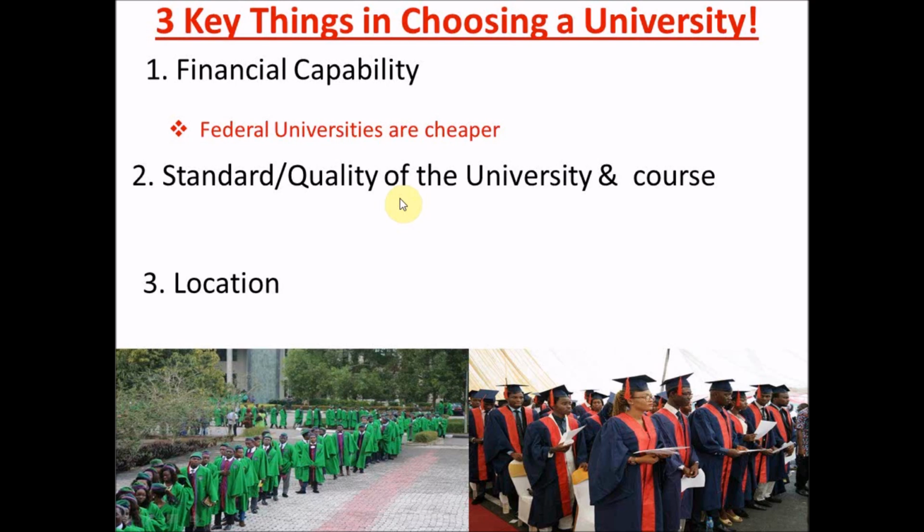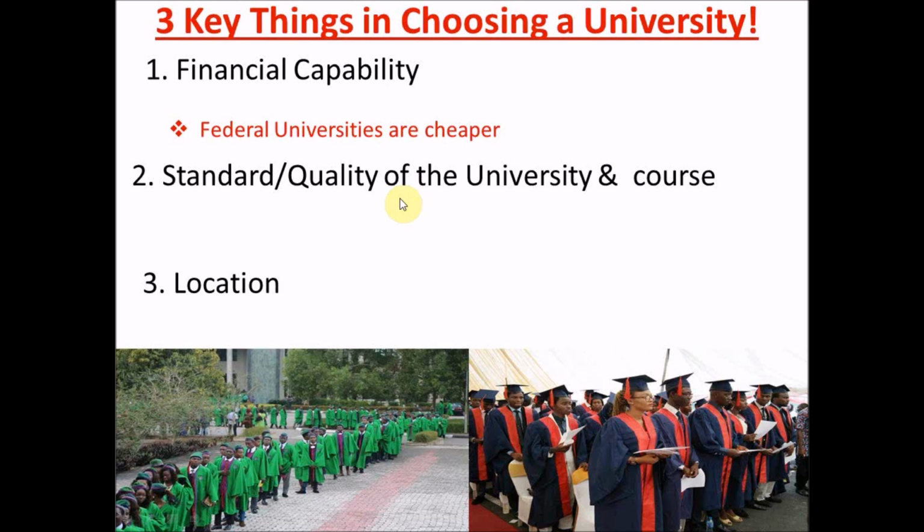So please, I'm doing this as an educational guidance video, to guide you on how to choose your university. So these are the three key things: your financial capability. You check for the standard, the quality of the university, and the course you want to study, if they have enough facilities and all. And also the location, if your parents are okay or if you're okay to travel that far distance. You get my point. So these are the three key things. There are other things, but I think this is the bottom. These are the major things that really influence decisions in life.